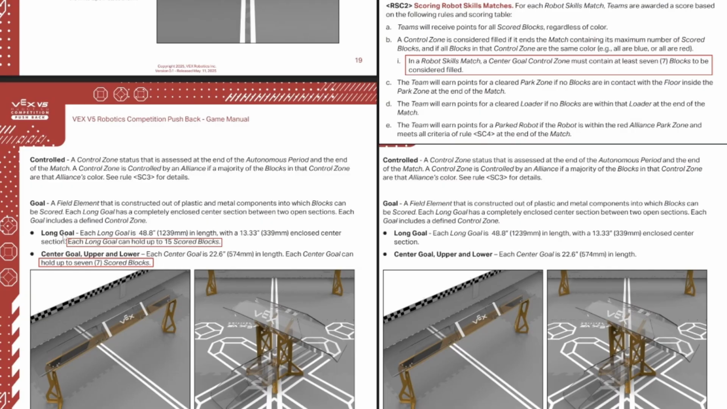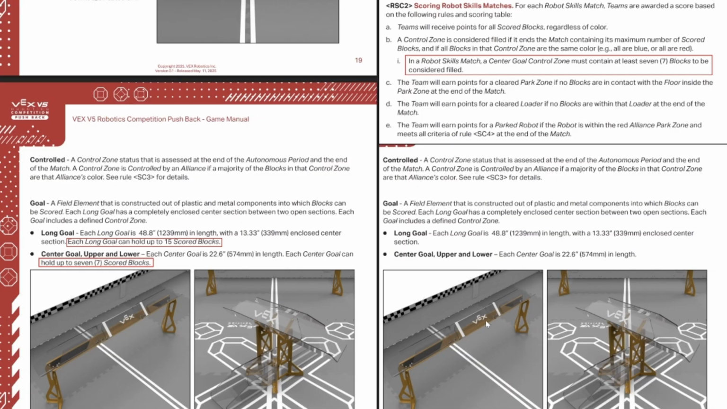So you can see this is the old definition, and then the newer definition, that's just gone. So you can fit 16 blocks in the long goal. You can fit 8 blocks in the center goals. So you're allowed to just have as many blocks in as it will fit. And then for the purpose of robot skills, this also was added into the manual. In order to get the control bonus, you have to have the zone full.